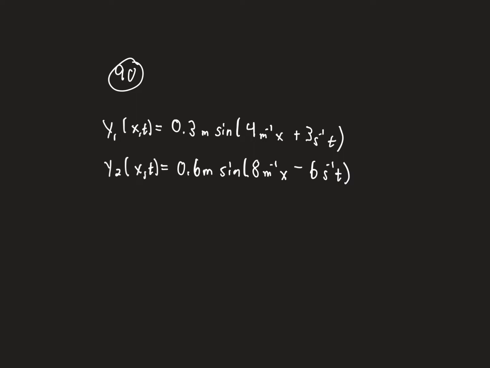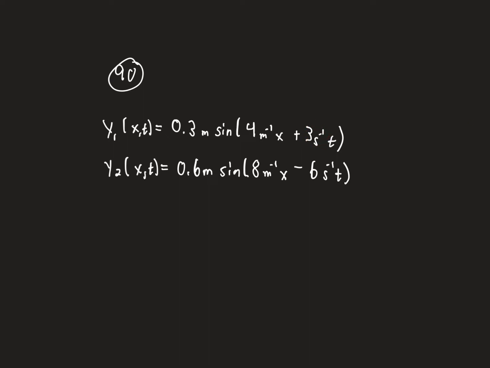So I have these two equations that represent this motion. Y is a height, x is a position, t is a time. And I look at this wave equation, I can see it has some amplitude, 0.3 meters is my amplitude. I've got some kind of wave number, that's the 4 inverse meters, the k. And then I have an angular frequency of 3 inverse seconds.